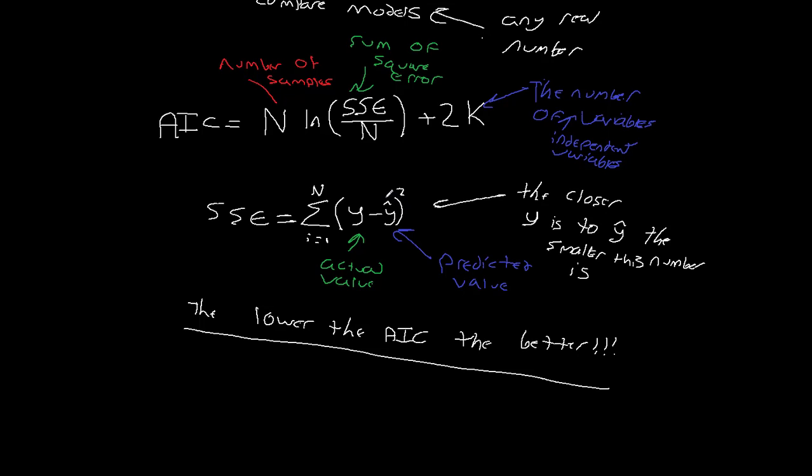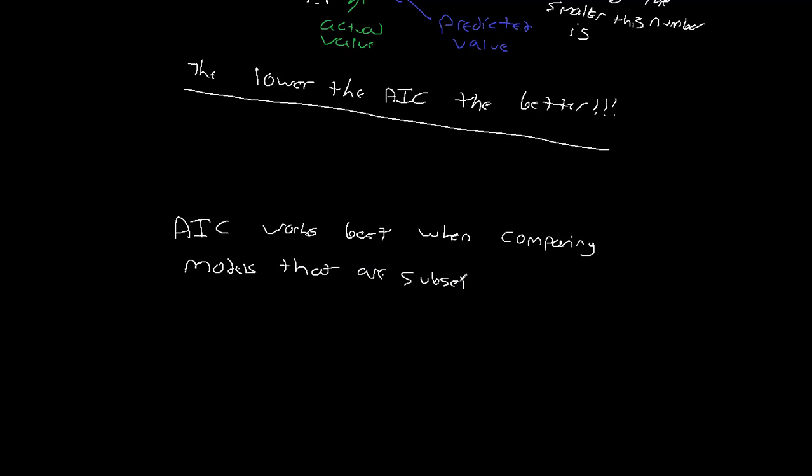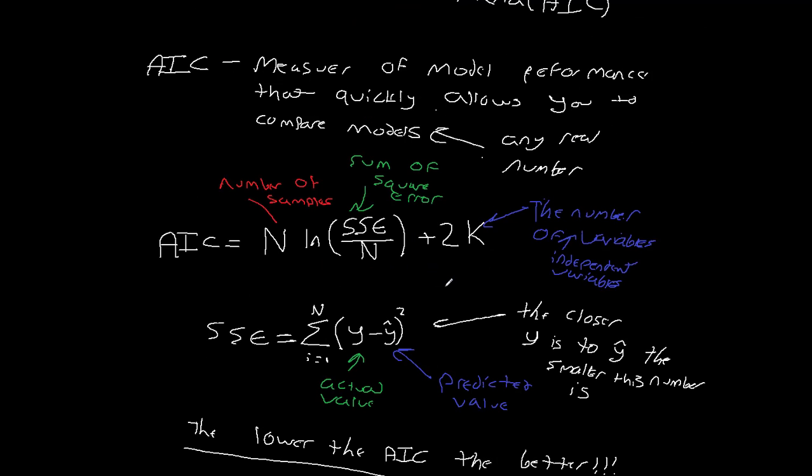So, that being said, AIC really works best when comparing models that are subsets of each other. Let me scroll down here. AIC works best when comparing models that are subsets of each other. Put another way, AIC works best when the only thing we're changing in this equation is k.